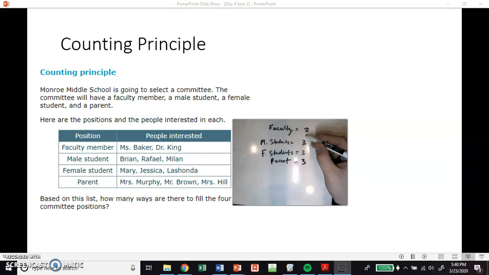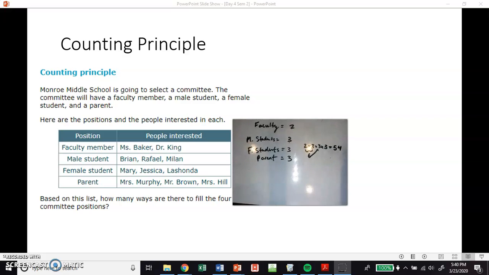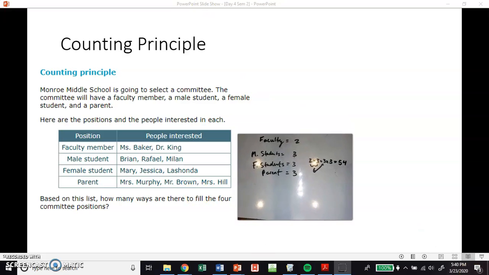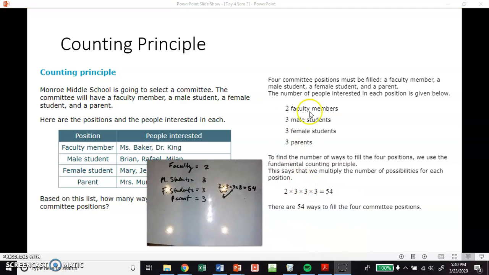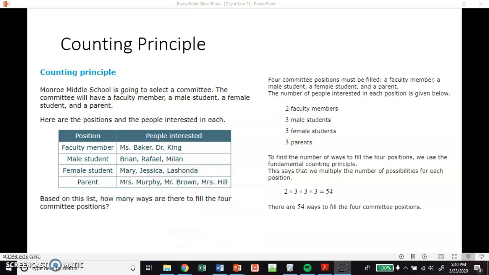Remember, all we do is multiply the number of choices together. That would be 2 times 3 times 3 times 3. 2 times 3 is 6. Times 3 is 18. Times 3 again is 54 choices that we have. Let's double check that we had that right. And we did. So again, 2 faculty members, 3 male students, 3 female students, 3 parents, and we multiply them all together, we get 54. Based on the simple counting principle, take a look at this next question.